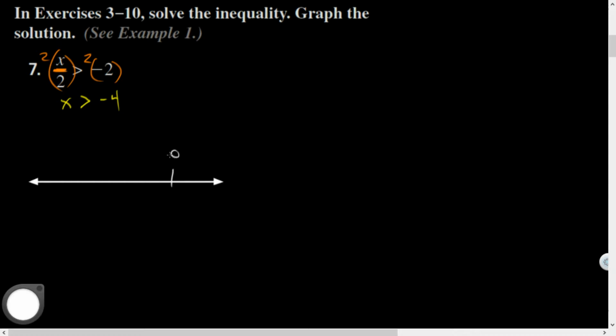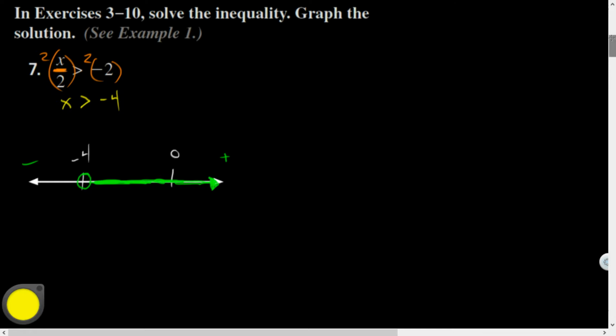Negative 4 would be to the left of 0. And open circle or closed circle? Open. And x is greater than negative 4? I don't know if I agree. You guys are pointing at each other now. So I'm assuming one of you is pointing at the person who's right about shading to the right. It's all right. So we shade to the right because the points that are bigger than negative 4 are to the right. This is the positive side of the number line, and this is the negative side.